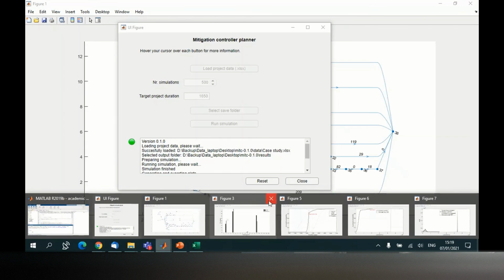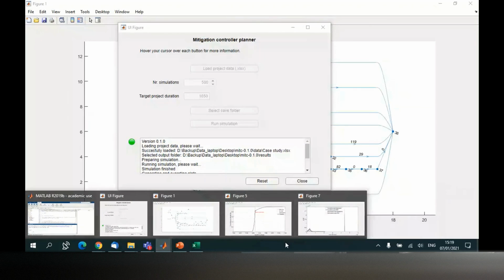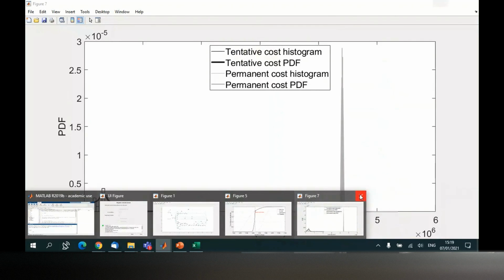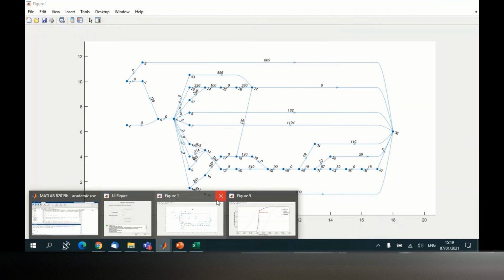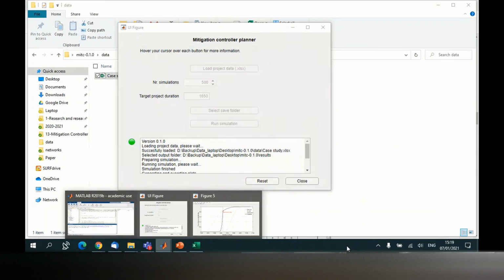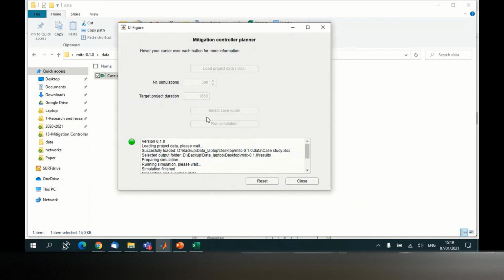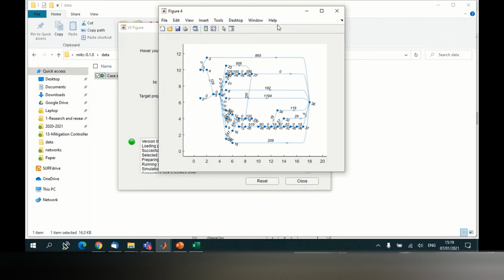Just let's close the unnecessary ones. Okay, I will keep this one. Compare. So it's running another analysis. So your data is still loaded. You just change the duration, and you did another simulation, and this other simulation is going to be stored separately in another folder for you to compare later on.